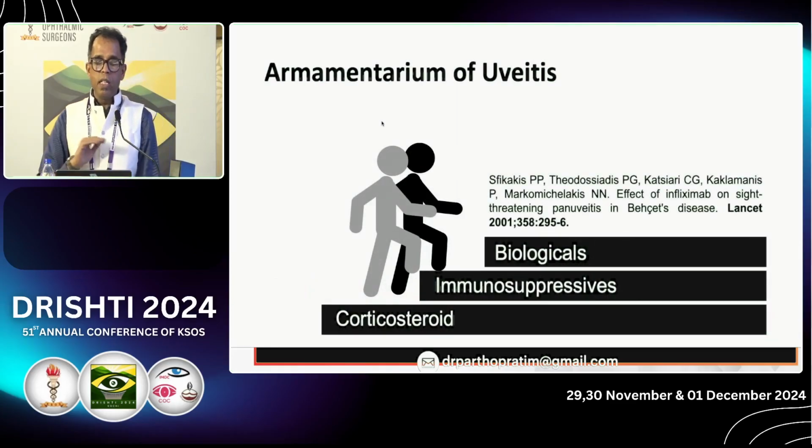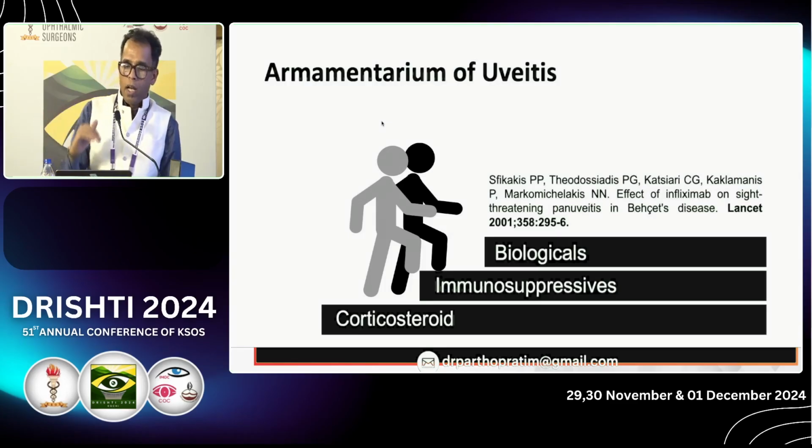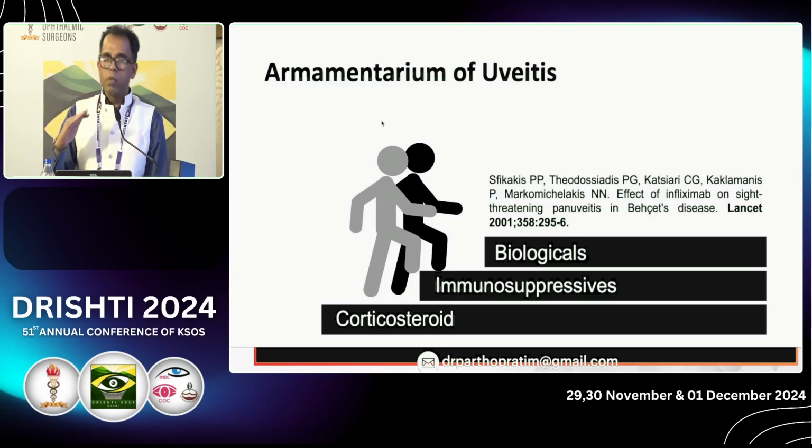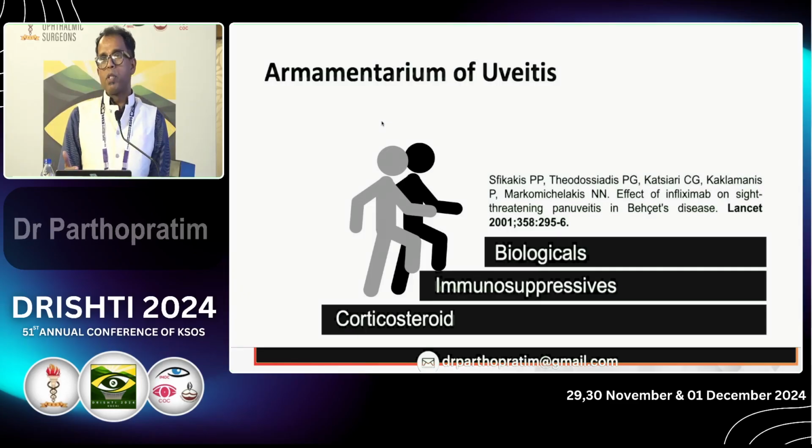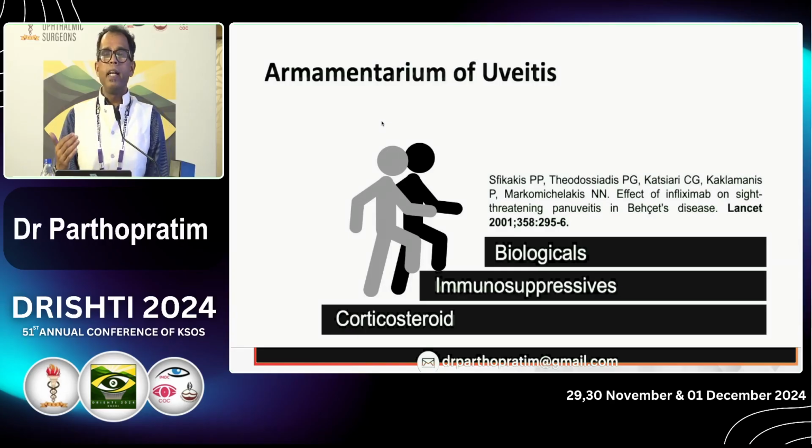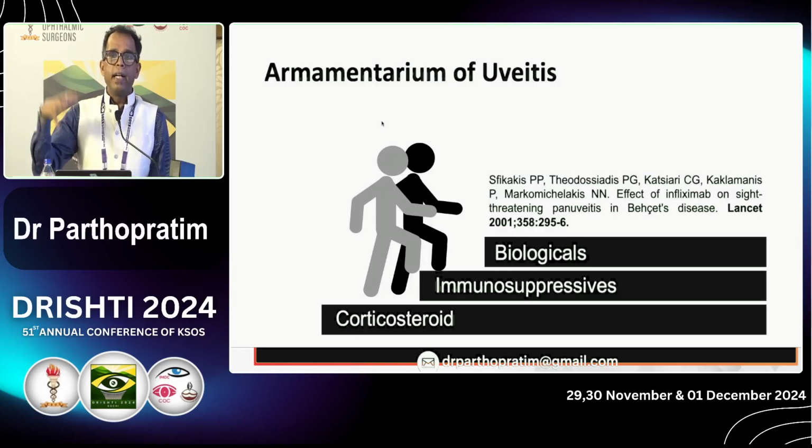If you see the evolution of the drugs in uveitis, you will see that we are following the rheumatologist or the transfusion medicine specialist. Whatever they are using, we have started incorporating in our practice. So it started with corticosteroid, then we moved to immunosuppressive and biological. The basic idea is to immune suppress the entire body cells.